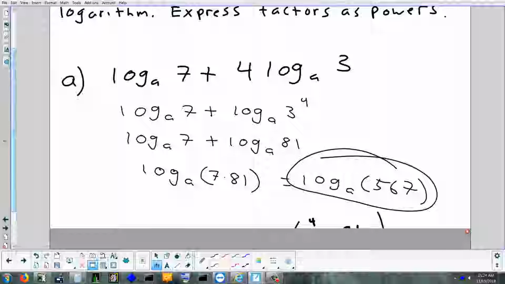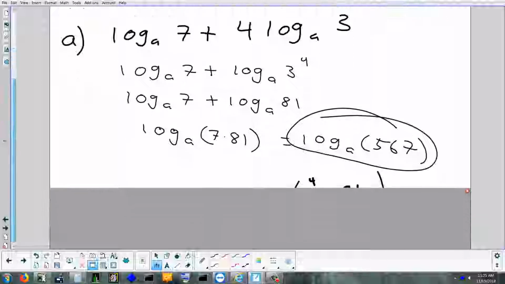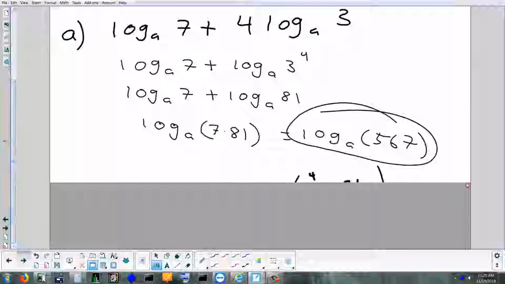So I kind of like doing it this way better because at each step it gets smaller, versus the way we did it before, it gets more complicated at each step. Any question on that one?